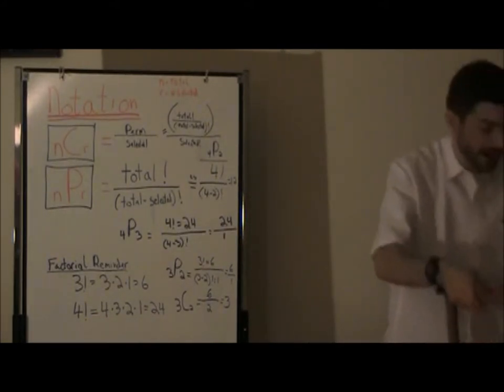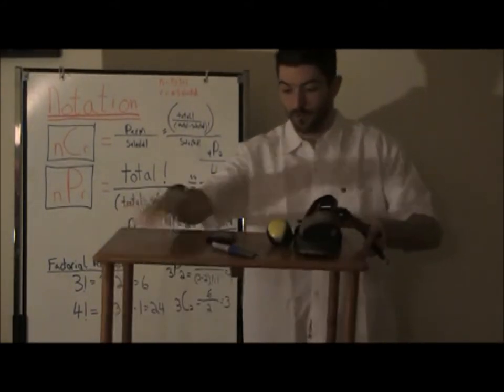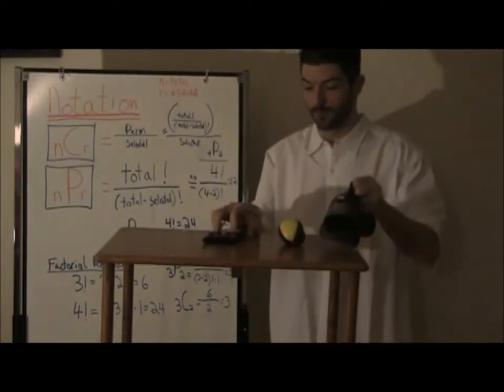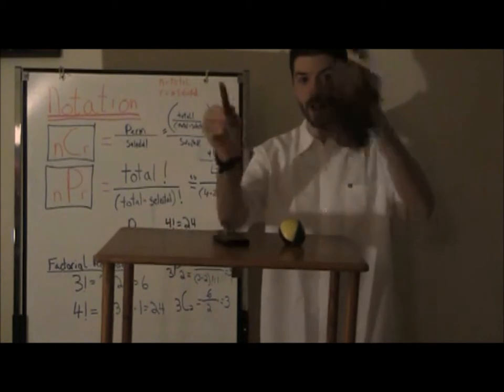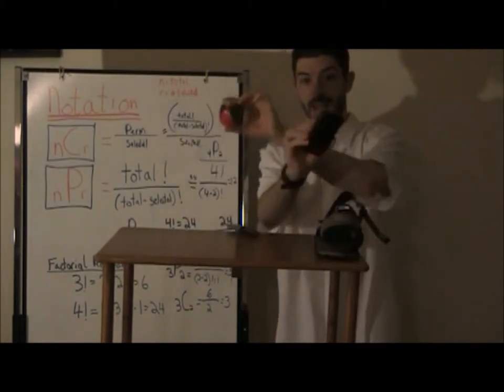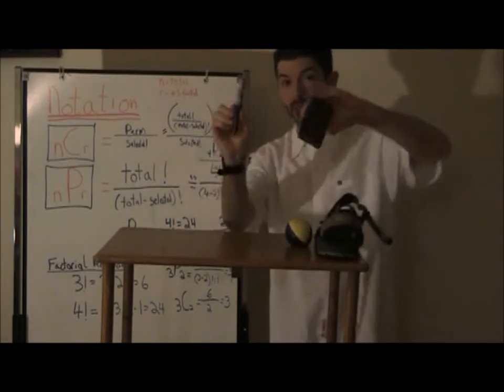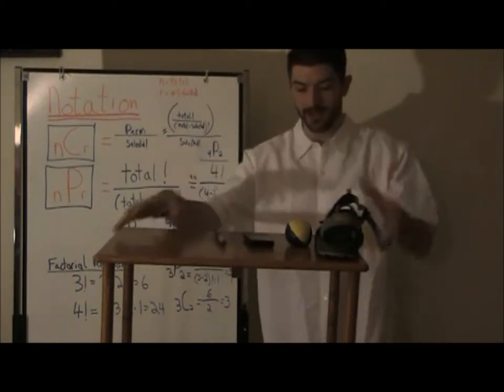Meaning, if I calculated all the permutations for selecting 2 items of these 4, that'd be 1, 2, 3, 4, 5, 6, 7, 8, 9, 10, 11, 12. That's it. I can solve that.